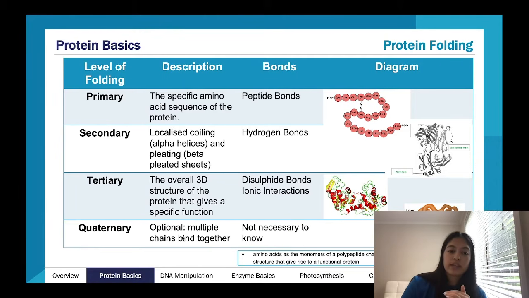I know we've got quaternary here. You can see that it's optional. Some proteins will just stick to tertiary. And this is what gives it its shape and its role.